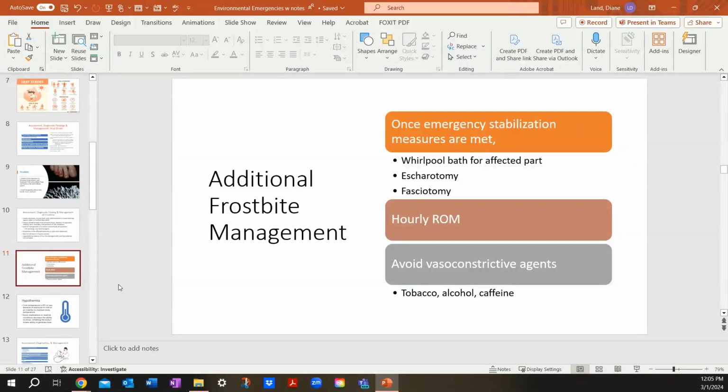When we discharge them home, no smoking, no alcohol, and no caffeine, because that would hurt me because I love my coffee. But you get the point. It's going to cause vasoconstriction.